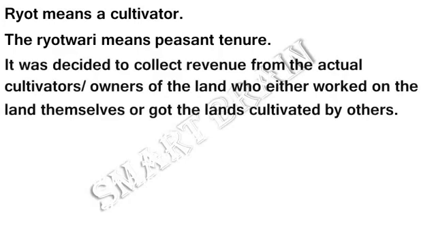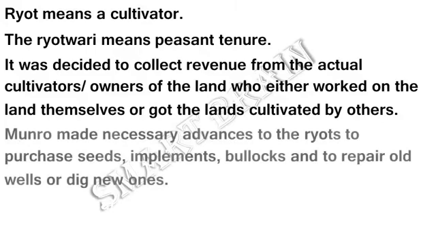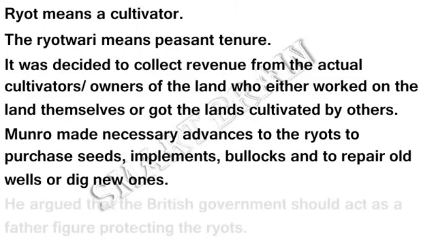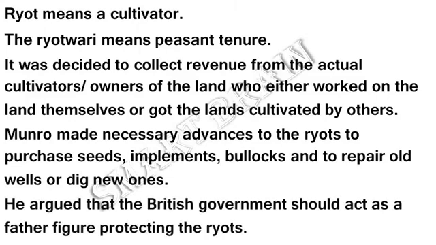It was decided to collect revenue from the actual cultivators or owners of the land, who either worked on the land themselves or got the lands cultivated by others. Munro made necessary advances to the ryots to purchase seeds, implements, bullocks, and to repair old wells or dig new ones. He argued that the British government should act as a father figure protecting the ryots.